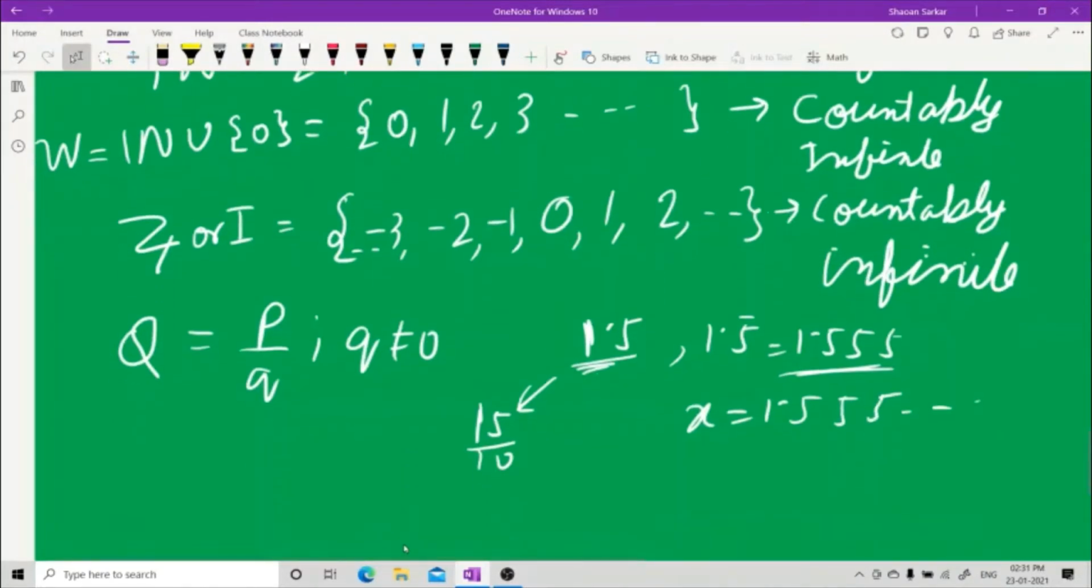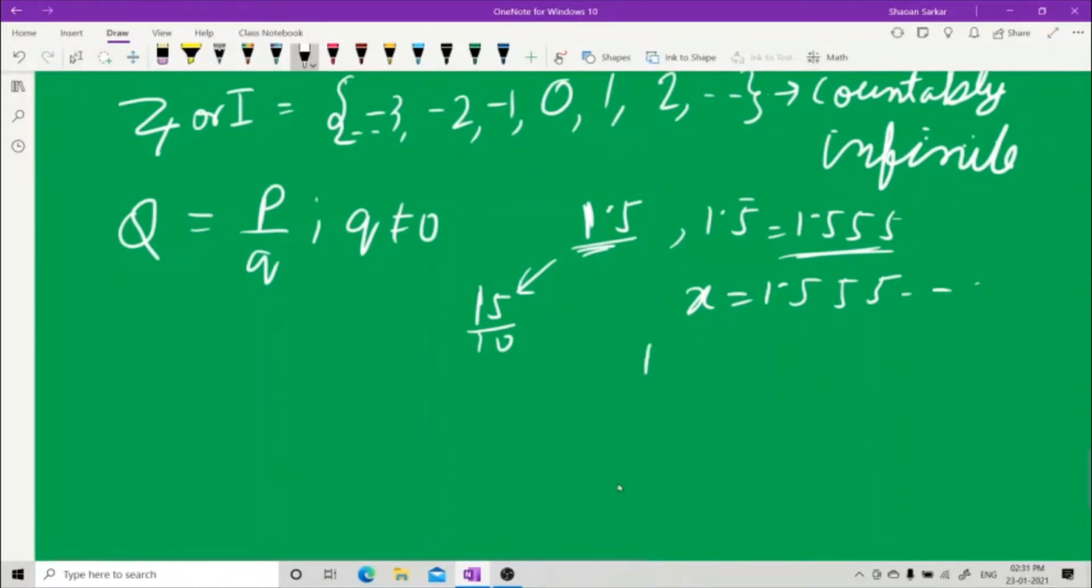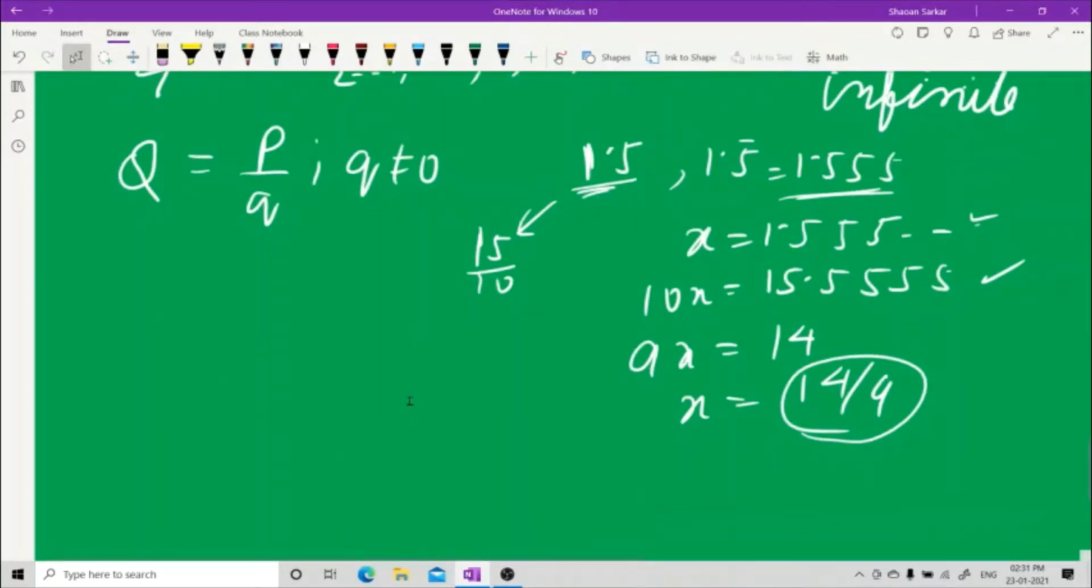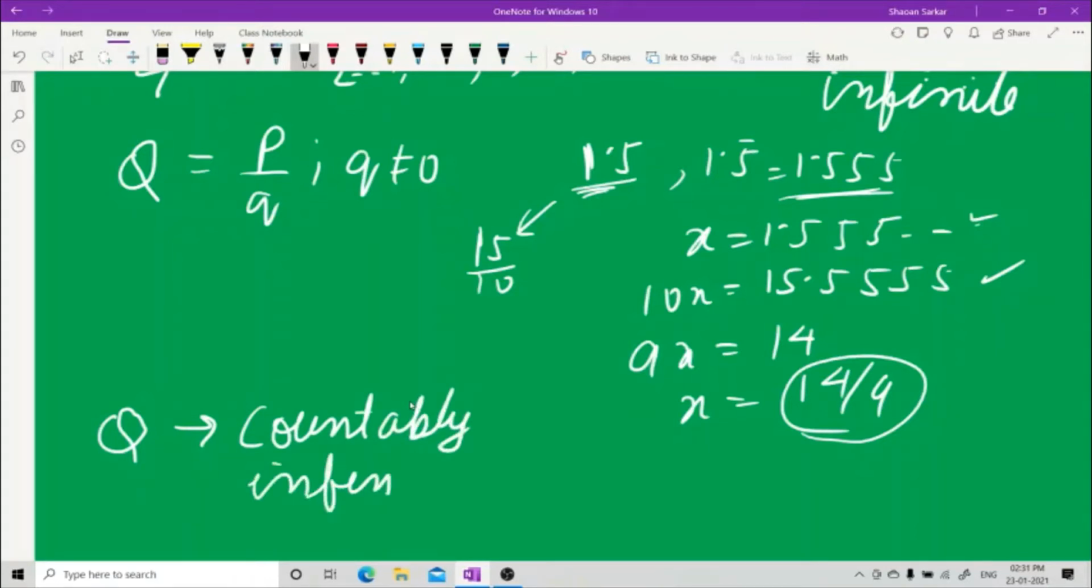Then you multiply with 10: 10x is equal to 15.555555. Subtract this from this. You get 9x is equal to 14, and then x is 14 by 9. So this is also a rational number. So a rational number is of the form p by q, and Q is also a countably infinite set. I'm taking this idea of countably infinite and uncountable infinite from some very good authors.